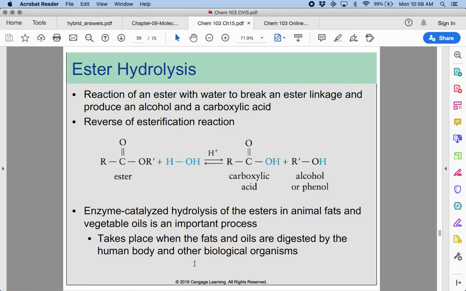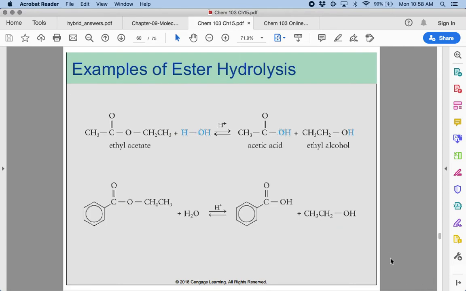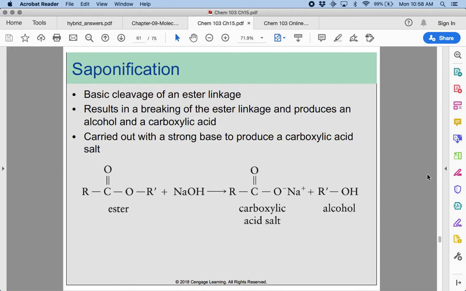So animals, other animals, and anyone who eats animal products, whether it's a person or another animal, will do a digestive process to break apart these esters into carboxylic acid and alcohols. And it's done through hydrolysis. One of the last things we're going to talk about in here is saponification. This is something that happens with the soap making process.